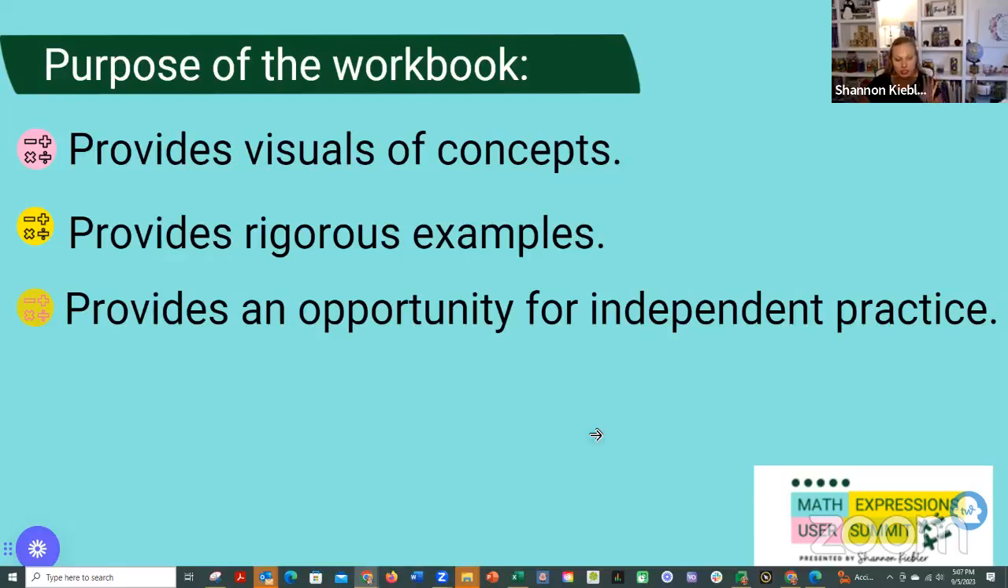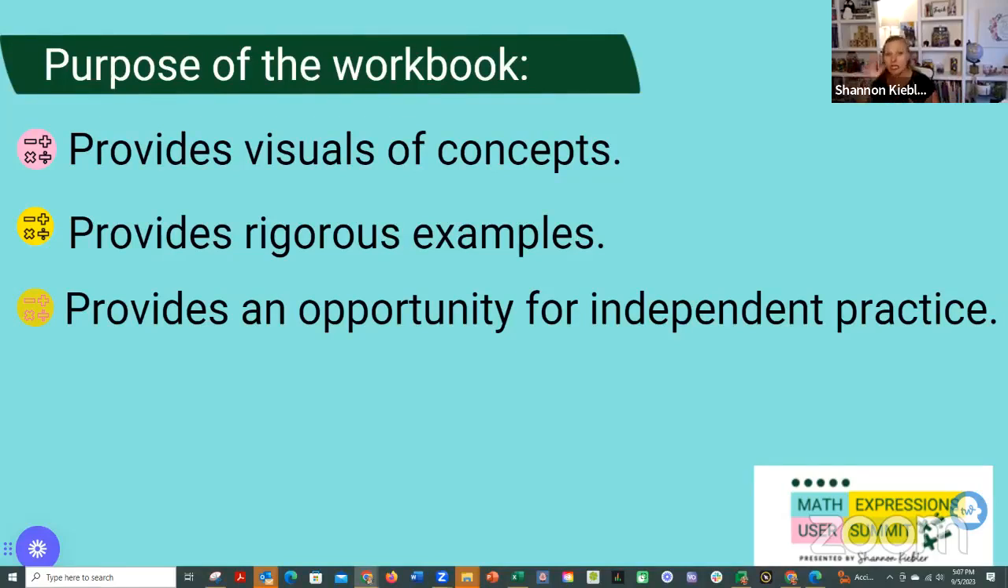The first one is just the purpose of the workbook. The purpose of the workbook is, of course, that it provides visuals of concepts. That was a big driving force for Dr. Fuson, the author of Expressions. She wanted to make sure that students had access to the visuals because Math Expressions is really visual, like if they didn't have a projection device, an overhead, a document projector, whatever.